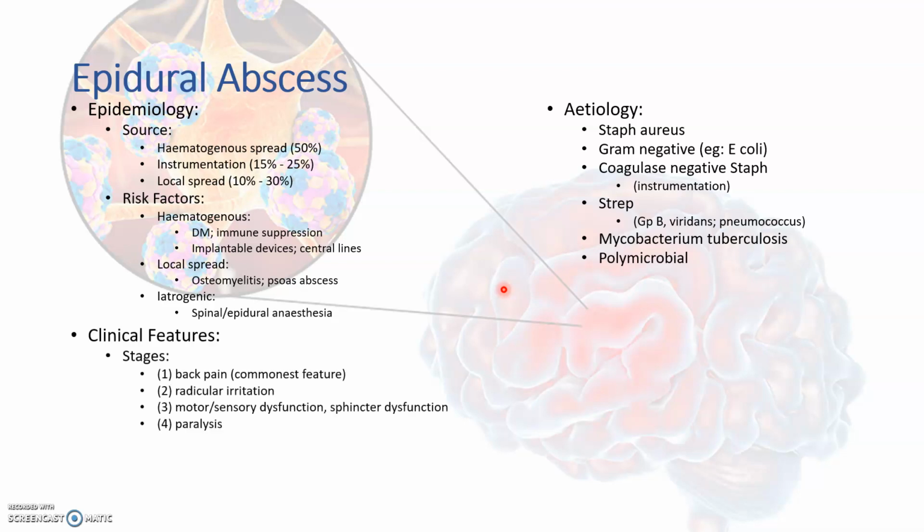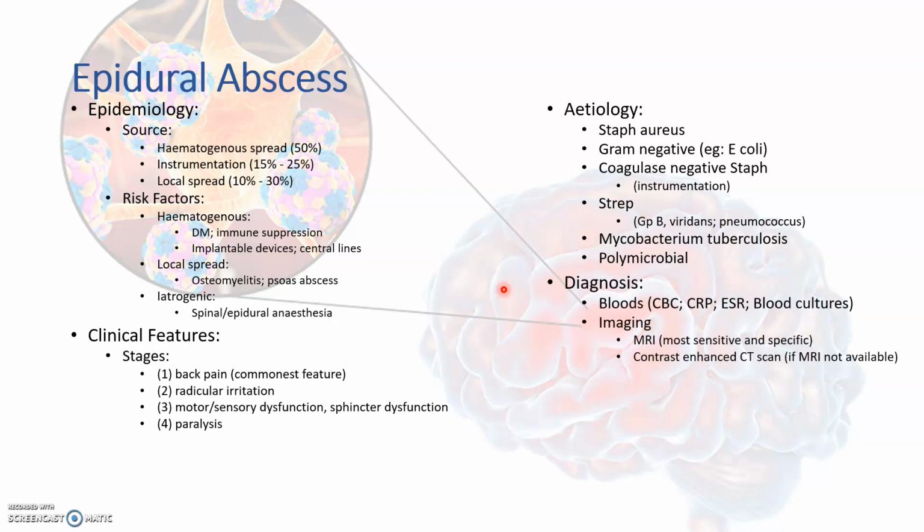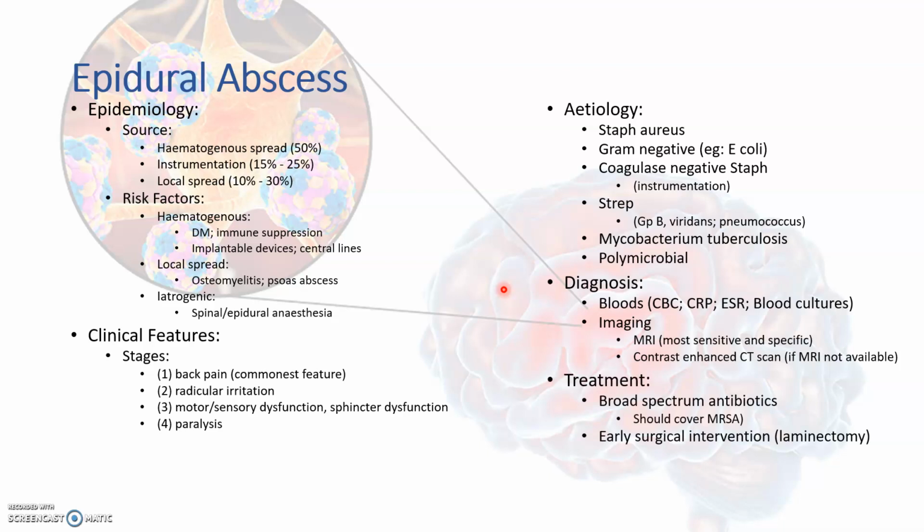Patients tend to go through 4 stages, starting with back pain, which then progresses to radicular irritation, motor and sensory dysfunction, including sphincter dysfunction, and then finally paralysis. The diagnosis is really through imaging, although we will get a clue with the patient's bloods, including CRP and ESR. Treatment includes broad-spectrum antibiotics and early surgical intervention.